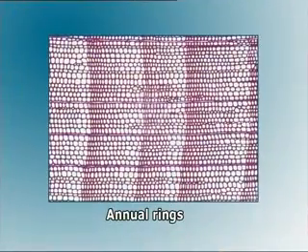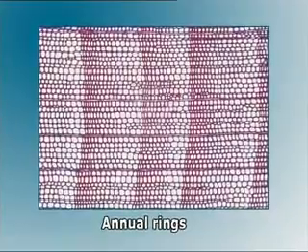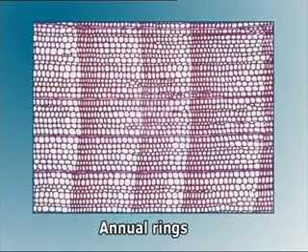In temperate trees, due to the seasonal activity of the cambium, annual rings are formed in the wood. Due to these annual rings, the age of the tree can be determined, and also the climate of the year can be predicted by way of comparing the width of these rings.